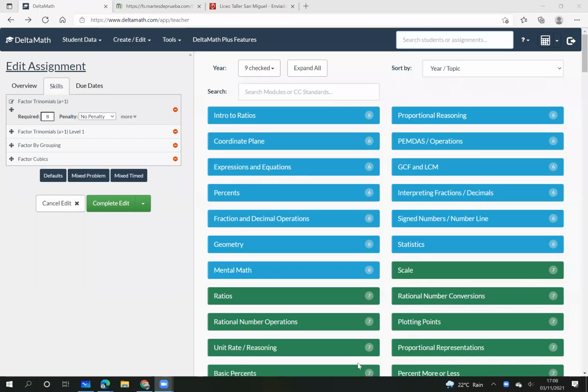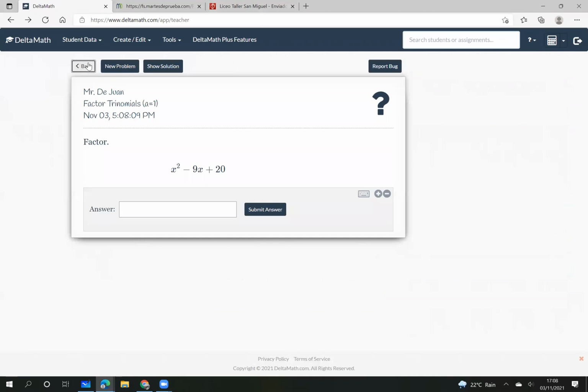Okay, chicos, very quickly, I'm going to show you how to complete Delta Math question by question. So the first skill that you have, factor trinomials when a is equal to 1.